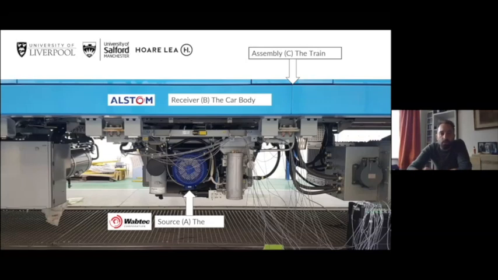We want to know what happens when the source A is coupled to the receiver B, making the assembly C, the assembly of the train, but without having to actually physically connect A and B. So from making measurements on A alone and B alone.